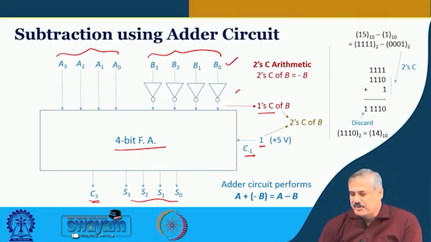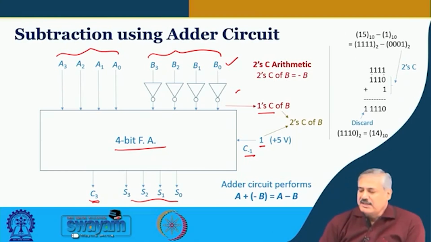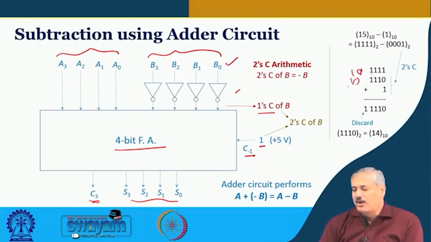Let us see the example. So, 15 minus 1. So, 15 is your 1 1 1 1. Remember that here we are using these 4 bits. So, the sign bit over here is implied, that is the 0 over here, okay. And 1 is your 0 0 0 1. So, when you take one's complement of it, this is 1 1 1 0, and then you add 1.